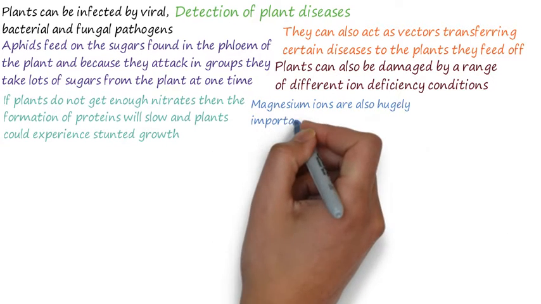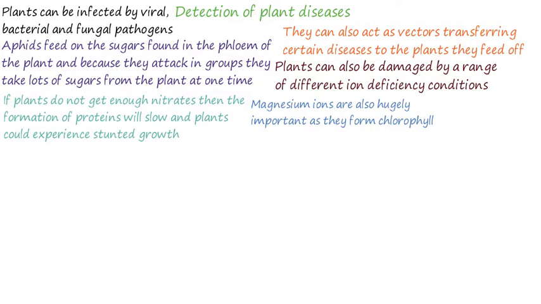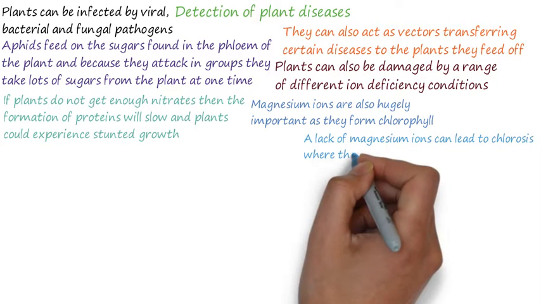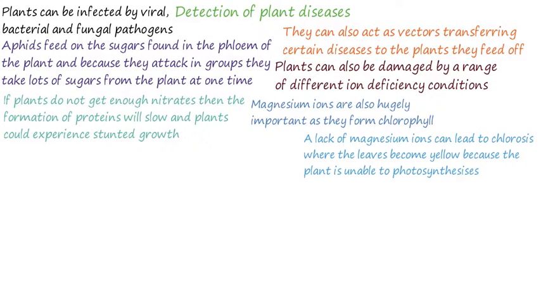stunted growth. Magnesium ions are also hugely important as they form chlorophyll. Chlorophyll is a component required for photosynthesis to occur. A lack of magnesium ions can lead to something known as chlorosis. Chlorosis is when the leaves become yellow because the plant is unable to photosynthesize.